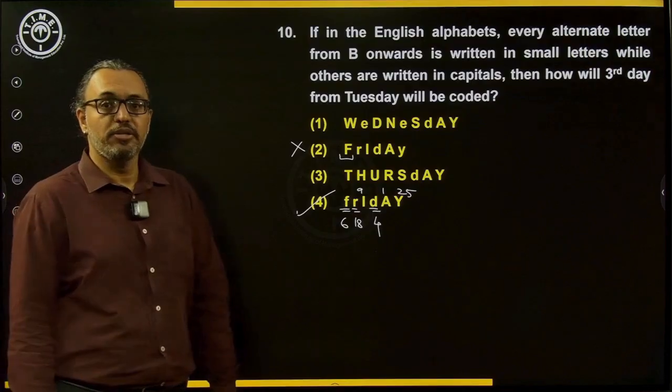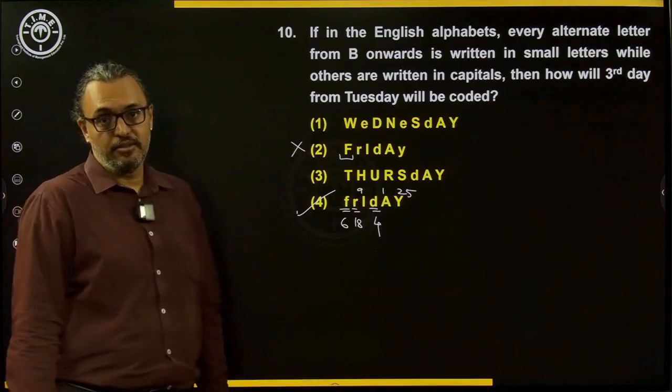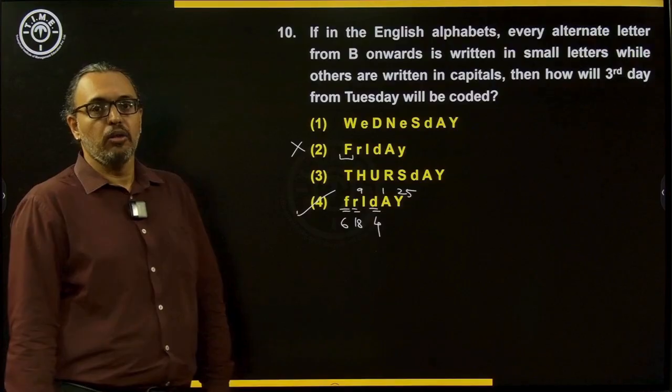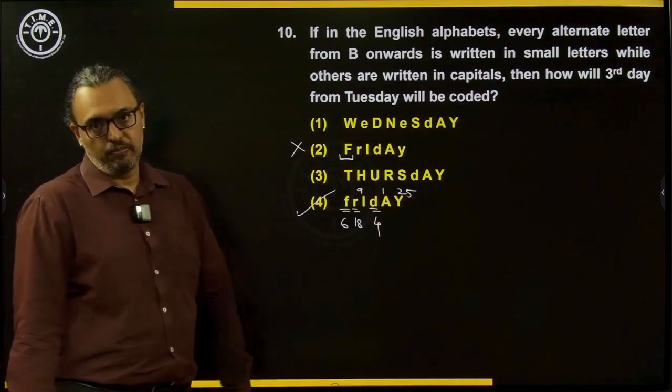Are you understanding the point here? Okay, that is how you need to understand this. Every alternate letter is small. So all even numbered place values are small.